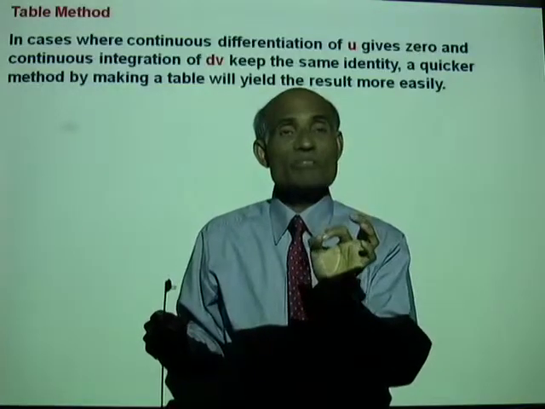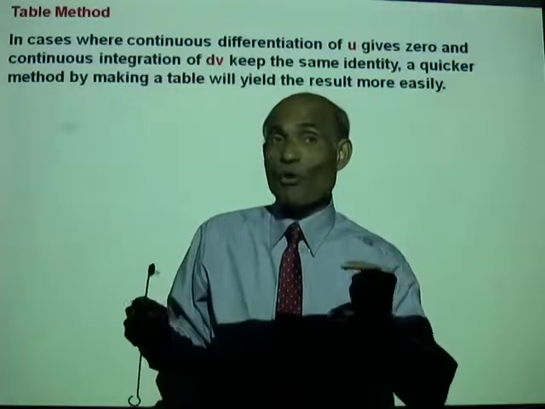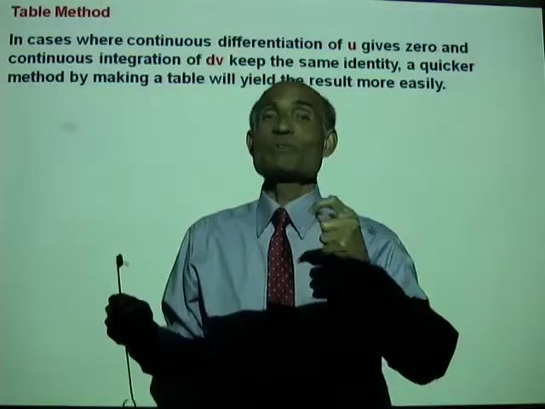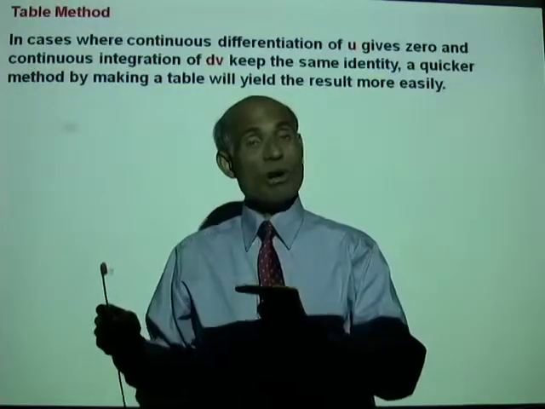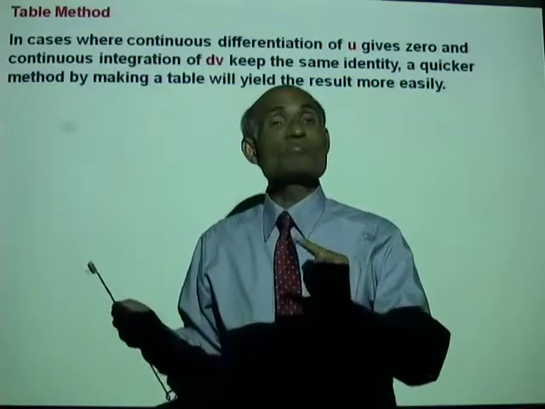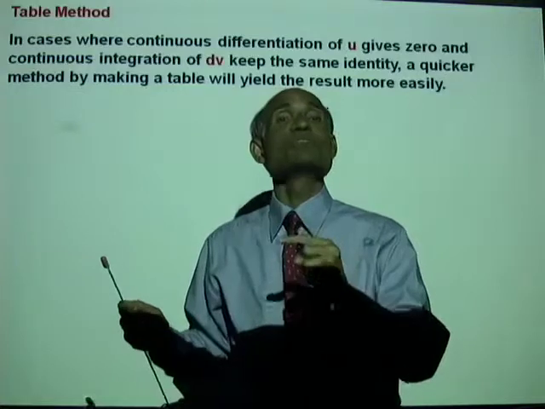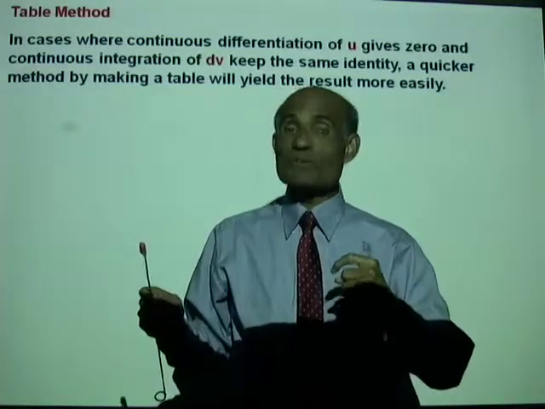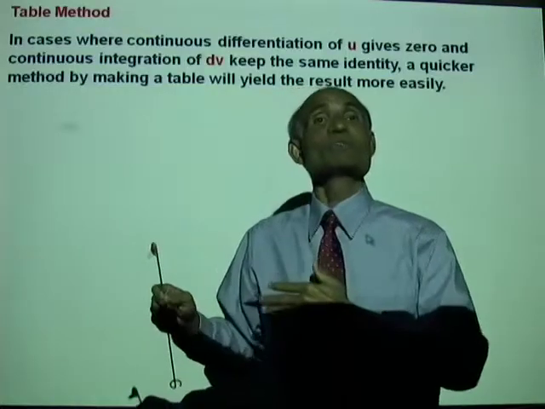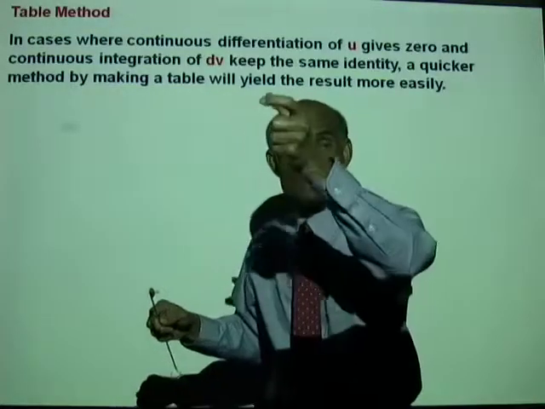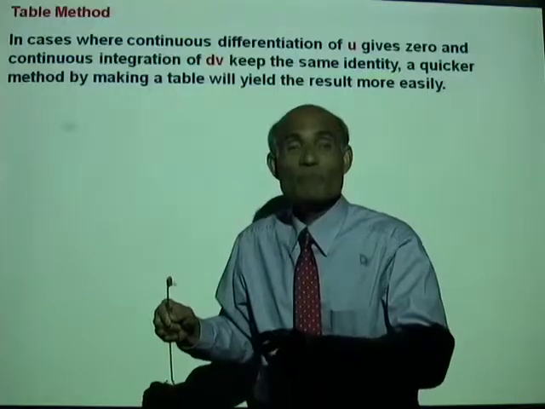The derivative of x to the power of 4 is 4x cubed. The derivative of 4x cubed is 12x squared. The derivative of 12x squared is 24x. The derivative of 24x is 24. And the derivative of 24 is 0. You can see ultimately you reach 0.